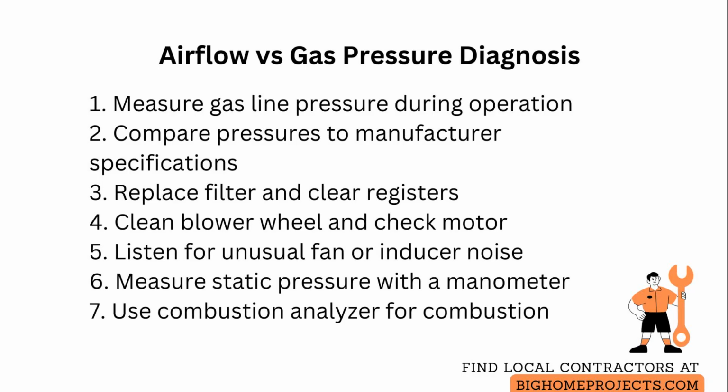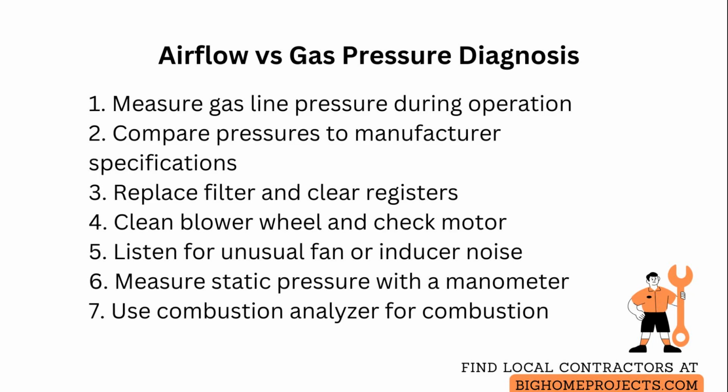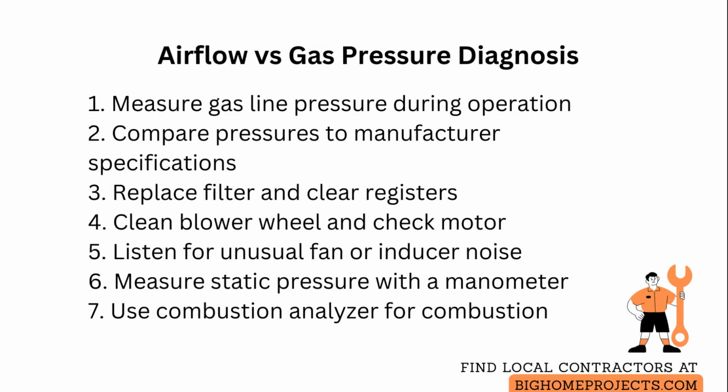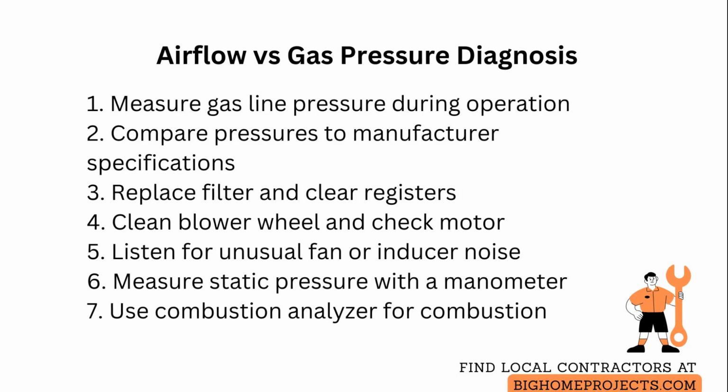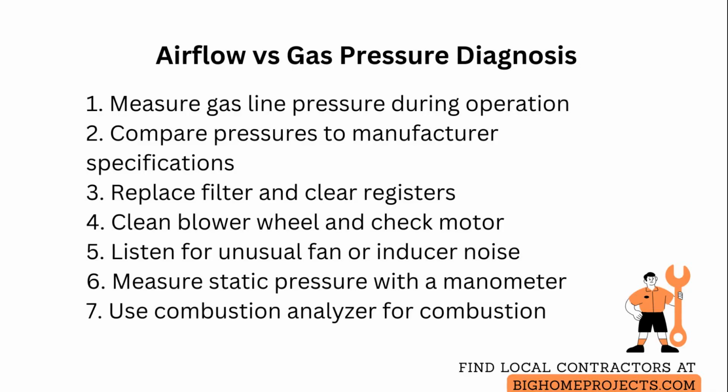First, measure the gas line pressure at the gas valve while the furnace is running and under call for heat. Compare to the appliance manufacturer specification and note whether the inlet and manifold pressures are within tolerance, because low supply pressure or a blocked regulator will reduce burner heat and can cause delayed ignition or incomplete combustion.